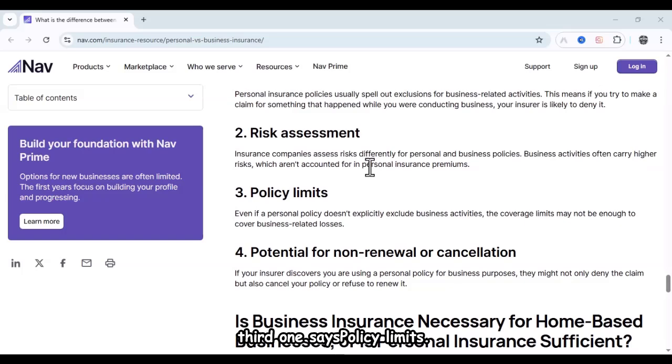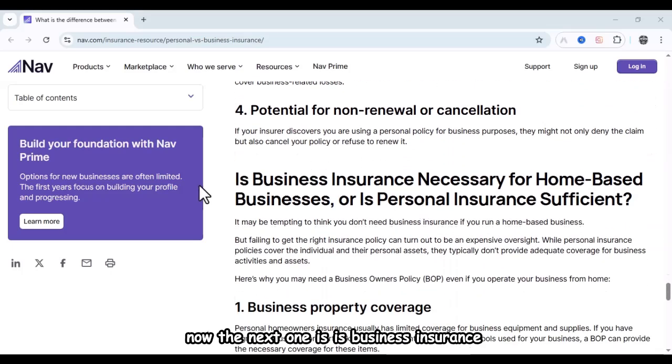The third one says policy limits. Even if a personal policy doesn't explicitly exclude business activities, the coverage limits may not be enough to cover business related losses. The fourth one says potential for non-renewal or cancellation. If your insurer discovers you are using a personal policy for business purposes, they might not only deny the claim but also cancel your policy or refuse to renew.